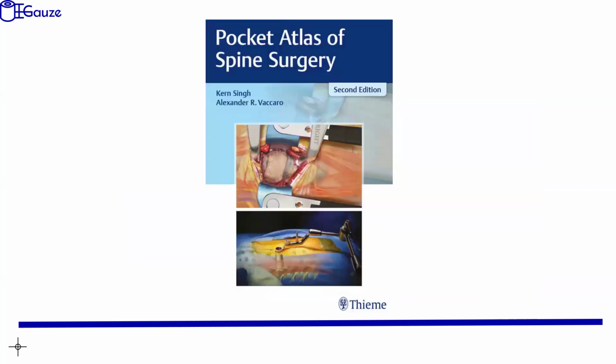For a spine rotation, study OR cases from this pocket book, Pocket Atlas of Spine Surgery, a nice book for spine cases. These are small handbooks. They are easy to read and finish and they are doable.